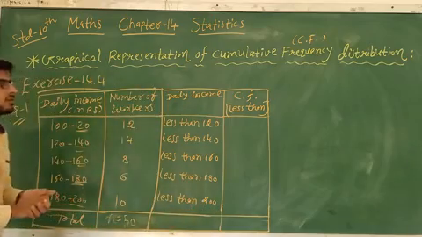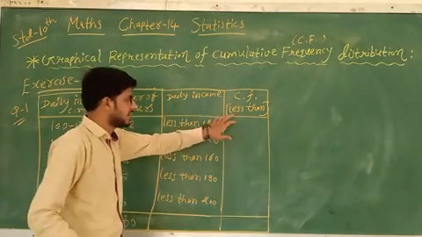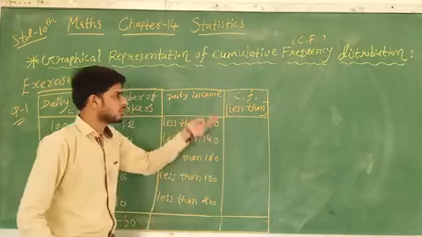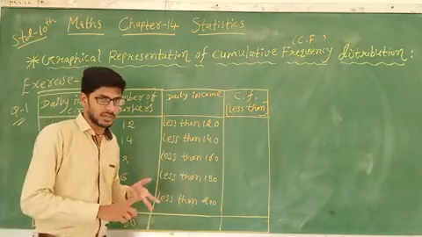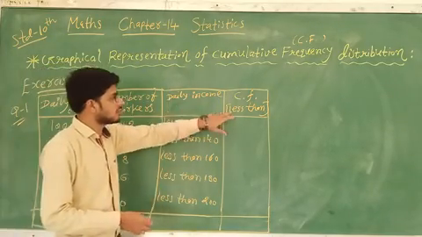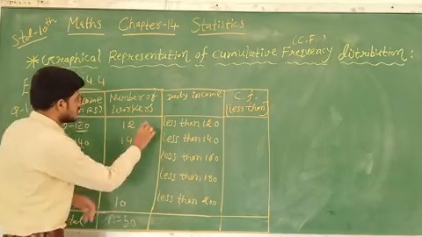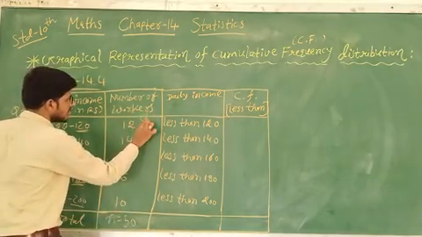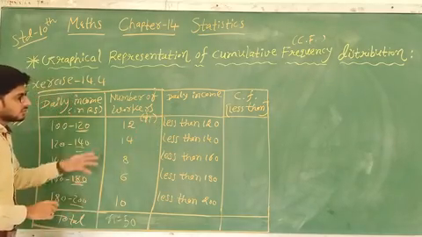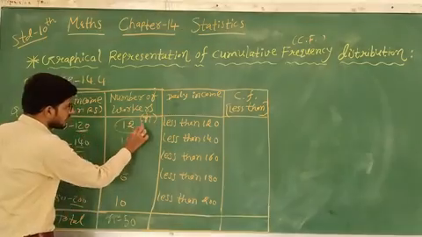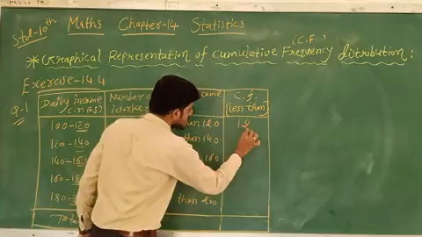Next we have to find out cumulative frequency less than type. There are two types of cumulative frequency, less than type and more than type, but here we have to find out less than type. So how to find cumulative frequency? The number of workers is called frequency fi. First of all we write down the first frequency as it is, so 12 as it is.